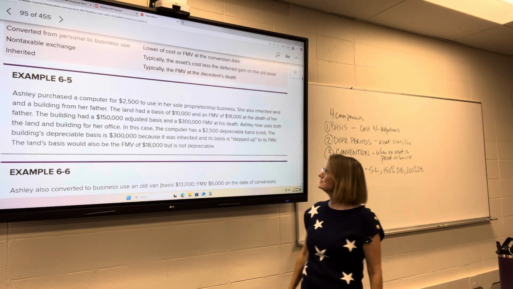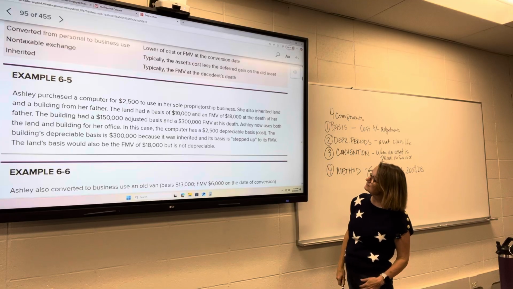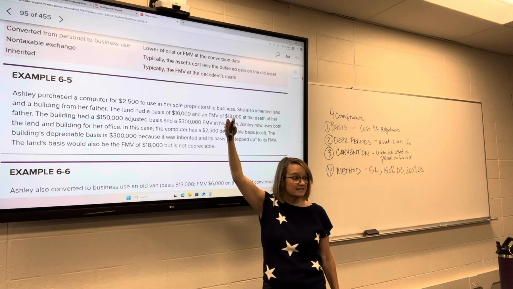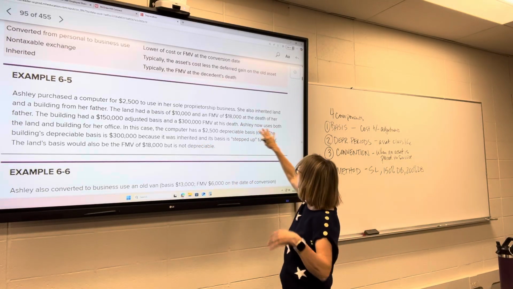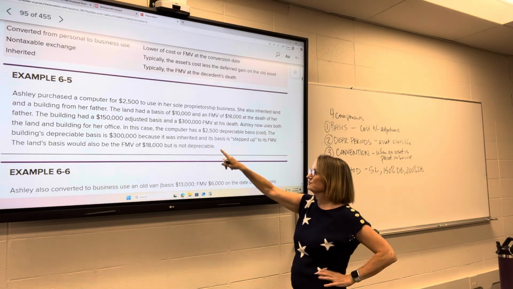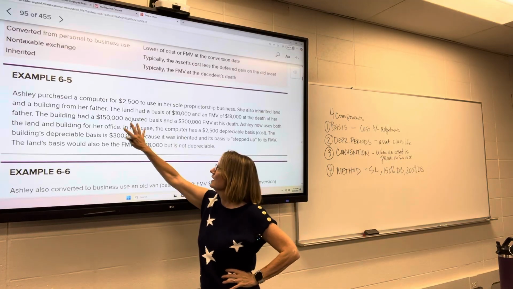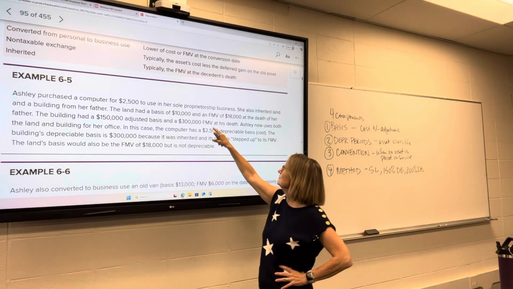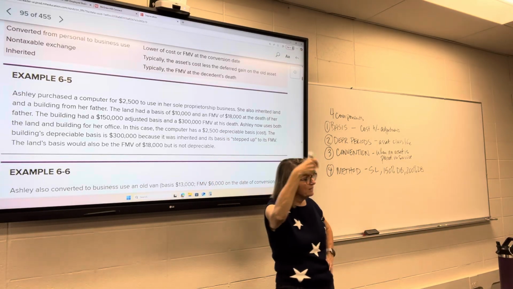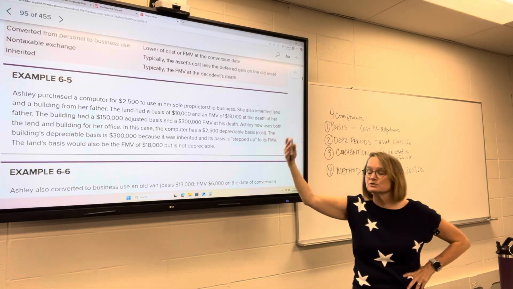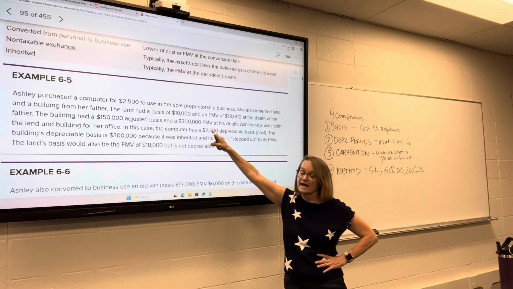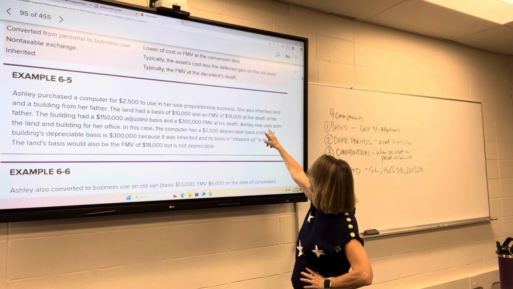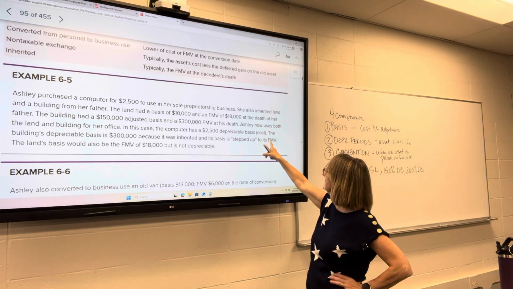Land has a basis of $10,000, fair market value of $18,000. So because she inherited it, though, she's going to get to put it on the books at $18,000, but we're still not going to depreciate it, right? At the date of death of her father, the building had a $150,000 adjusted basis and a $300,000 fair market value at his death. Well, now the building we can depreciate, and we get to use the $300,000 as the basis for our depreciation for the building. We're not going to depreciate the land, but we can depreciate the building part of that.